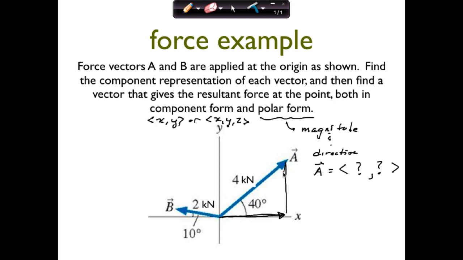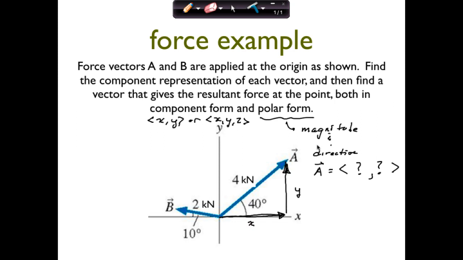This is the y component. So this is x, and this is y. Okay, so you want to do that for both vectors. Find A and B in their component form. And then what about the resultant?